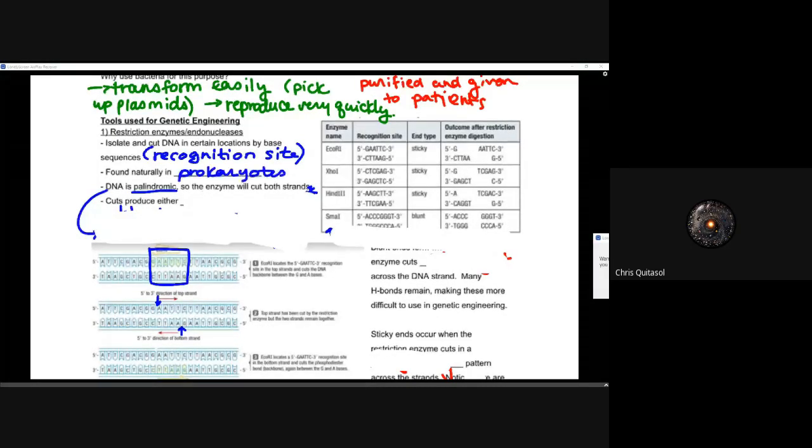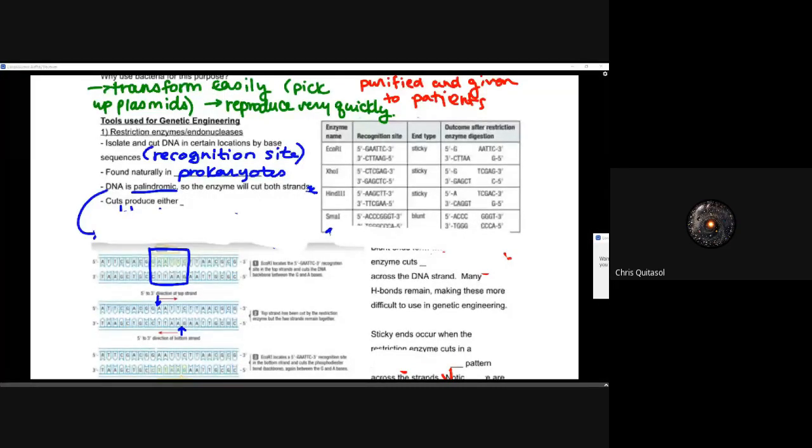And they are found naturally in prokaryotes. It's interesting to think about why prokaryotes would need this. When you go off to study any type of viral genetics or viral studies in undergraduate, you'll start to connect the idea of prokaryotes needing these restriction enzymes, or endonucleases, as a defense mechanism. And we instead harness them to remove specific components of DNA so we can add in specific DNA components.